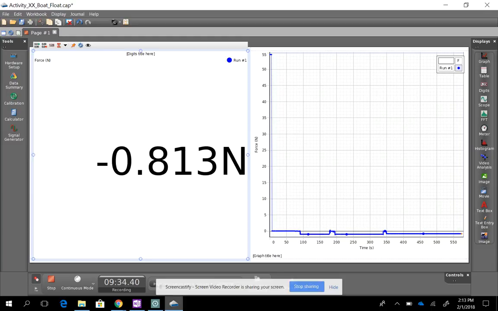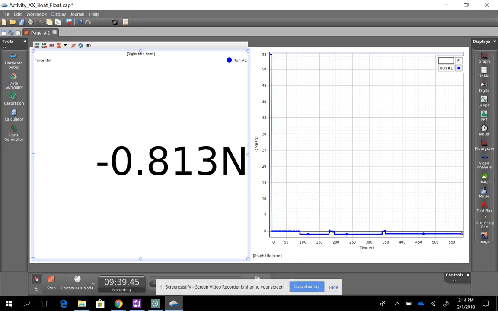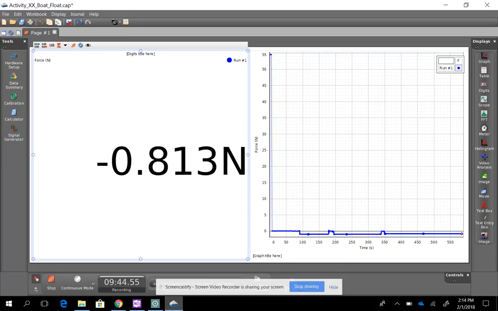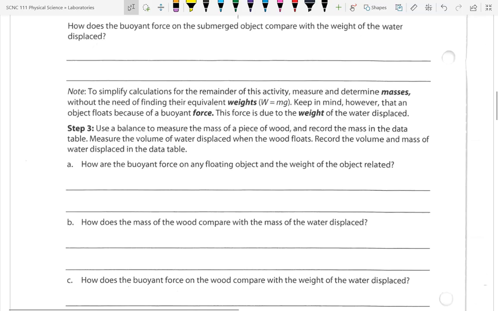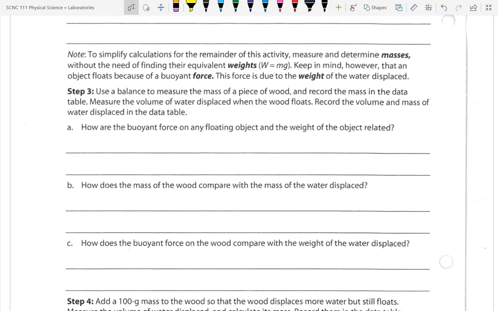So step 3, and actually, I can give this back to you and go away from this because we don't need to be doing this anymore. So now it tells us here to use a balance to measure the mass of a piece of wood and record this mass in the data table. So we're going to give you some wood cylinders. Each group will have one wood cylinder, and you're just going to use the triple beam balance. You have to bring it out, set it down, zero it, and measure the mass.